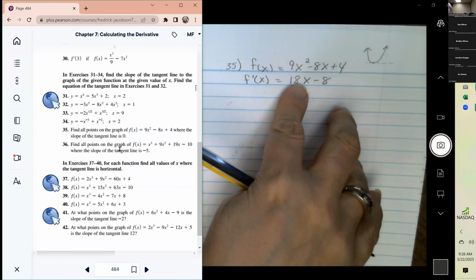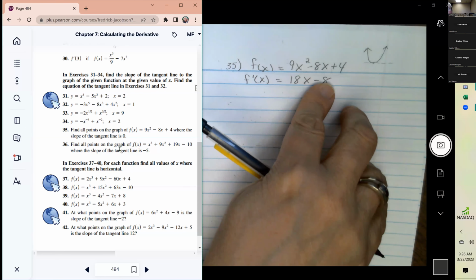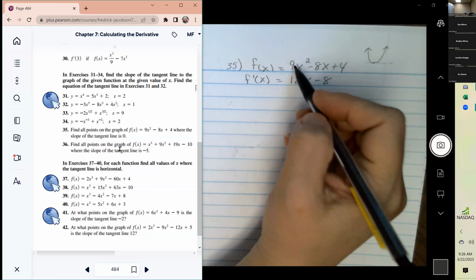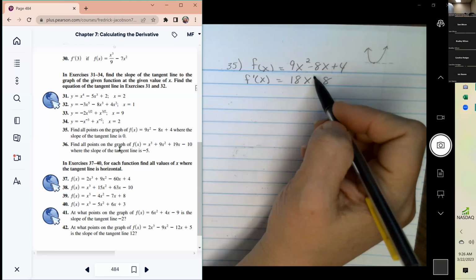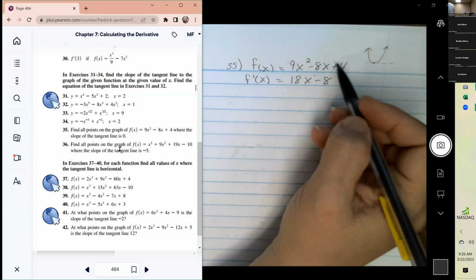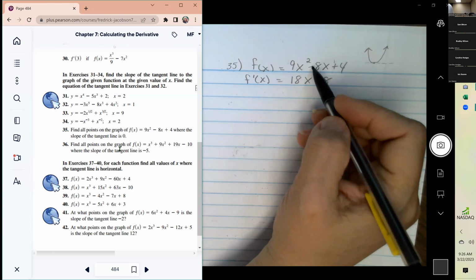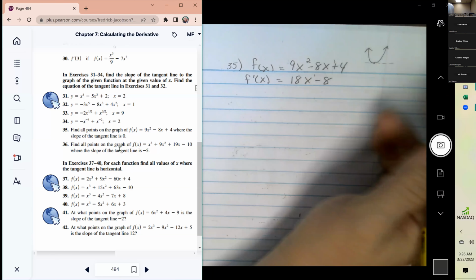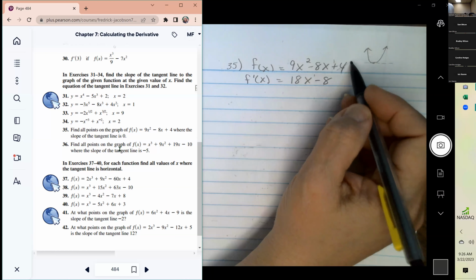Does everyone agree with 18x minus 8? Yeah. Because 2 times 9 is 18, subtracting 1, you get x to the first. This is a 1, negative 1 times that negative 8 is a negative 8, x to the 0 drops, and this is a constant, goes to 0.